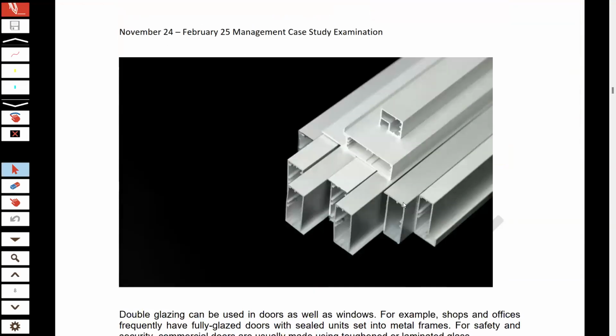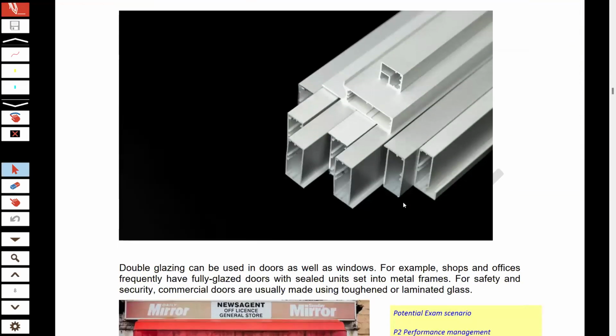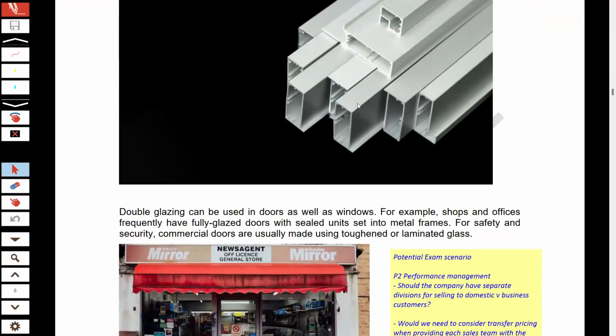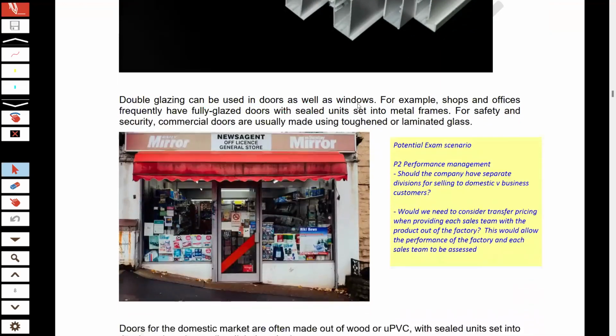Okay, then, if we move on to the next page, it's just showing us some of those frames in terms of the way they are provided. This looks like UPVC, could equally, I suppose, be aluminium ones. But I don't think there's anything in that photograph that is particularly helpful to us. I think we've seen that before.